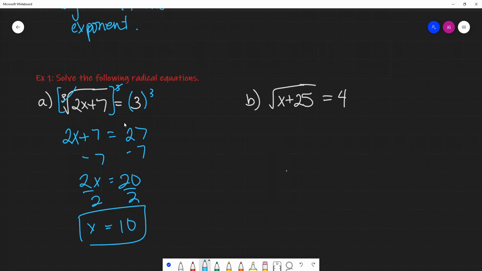The new skill is here at the beginning, raising both sides to that exponent, and then from there, just solving. So let's keep on trying it. The next one, square root of x plus 25 equals 4. How do I get rid of a square root? Well, that's technically the second root, so I'm going to need to square both sides, like so. So this will undo each other. X plus 25 is equal to 16. Subtract 25 from both sides. X is equal to negative 9.